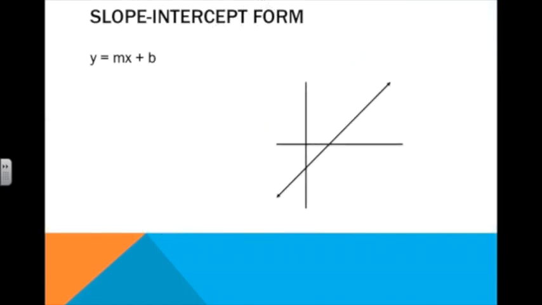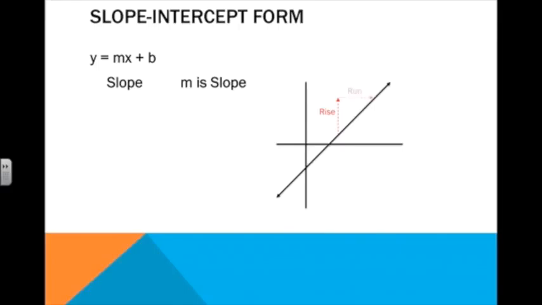First of all, let's remind ourselves of what slope-intercept form is. Any linear equation that is solved for y and is simplified is in slope-intercept form, y equals mx plus b. The name of the form tells us everything we need to know. We can see the slope of the line and its y-intercept.